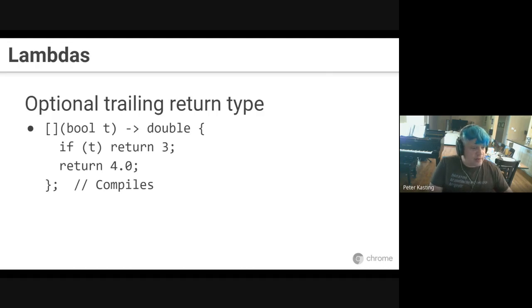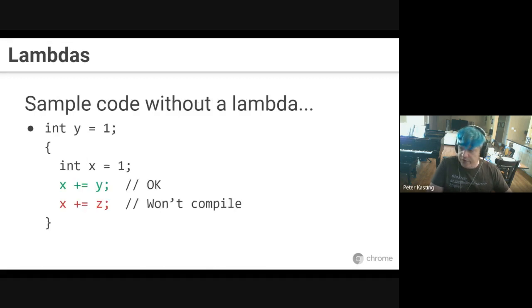So that's the arguments and the return type, but probably the most interesting and the most confusing part for beginners of Lambdas is the capture block. So let's take a closer look at the capture block.